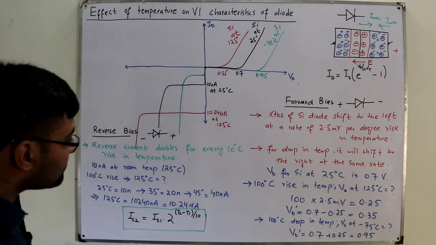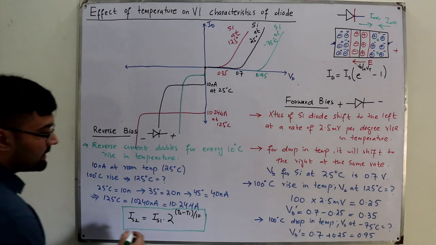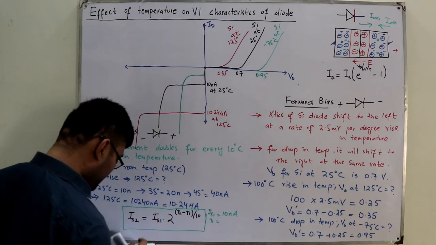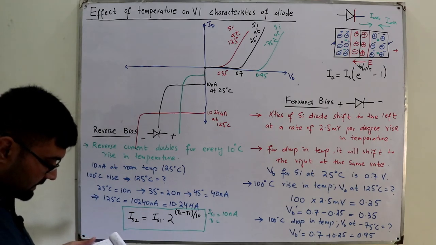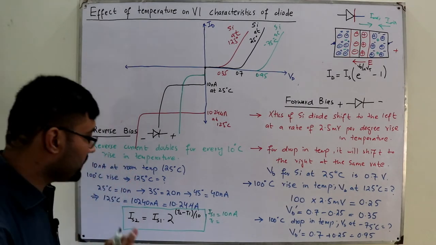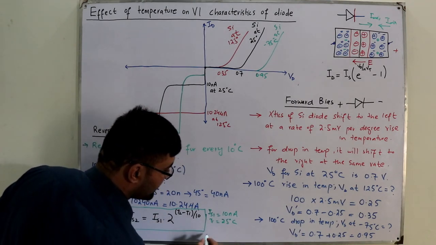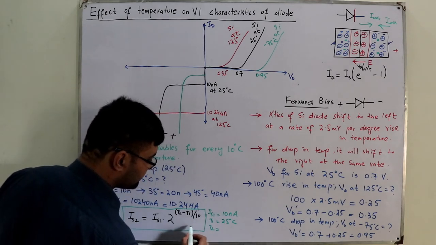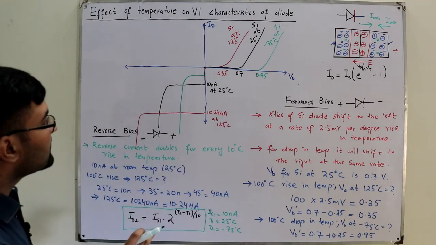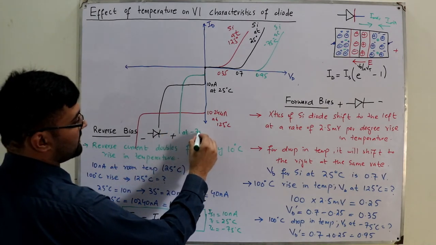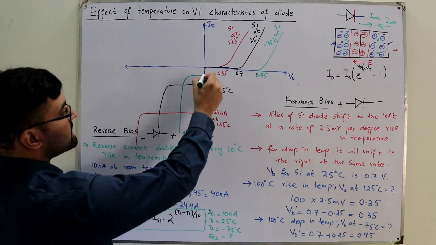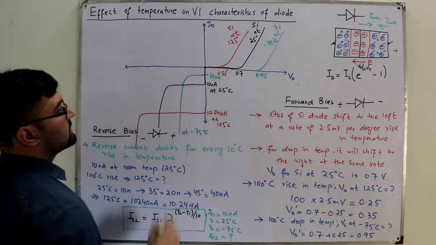Now take your homework. Take IS1 as 10 nanoamperes, the same. T1 is taken as 25 degrees centigrade. Is this in Kelvin or in centigrade? You also have to confirm this. Take T2 equal to minus 75 degrees centigrade, which means you have dropped it by 100 degrees. This graph is at minus 75 degrees centigrade. Find the value of IS2. This value is your homework.